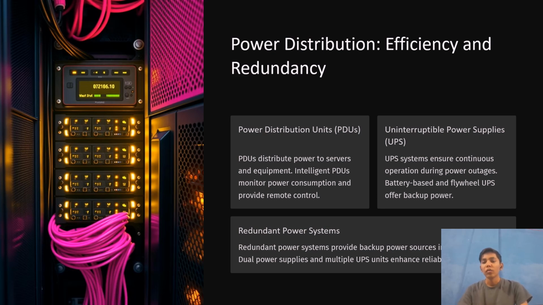Then UPS, uninterruptible power supply. UPS systems ensure continuous operation during power outages. Battery based and flywheel UPS offer backup power. Then next, redundant power systems. Redundant power systems provide backup power sources; dual power supplies and multiple UPS units enhance reliability. So these three are power distribution.